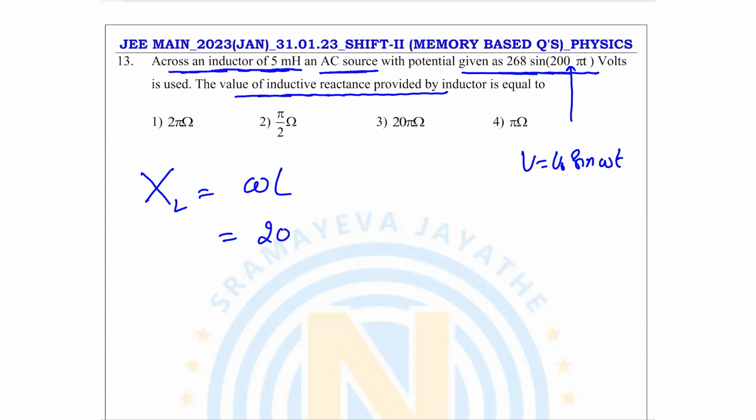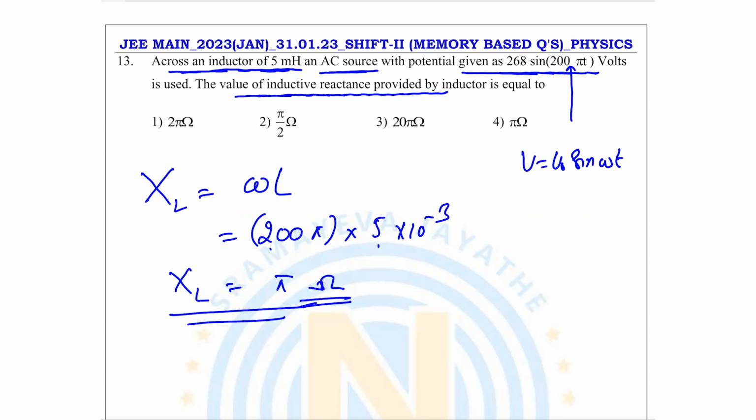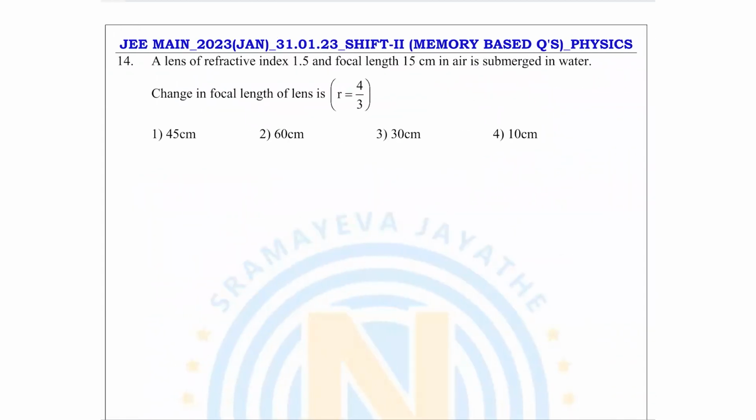So this is 200 pi into L, L is the inductance. Inductance is given to be 5 millihenry. So this becomes 2 into 5, 10, over 1000, so pi. So answer is pi ohm. This is inductive reactance. The units would be ohm. So answer is pi ohm. Fourth answer. Okay, let's move on to the next question.